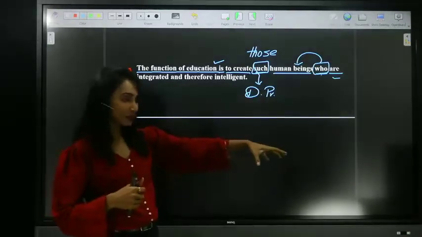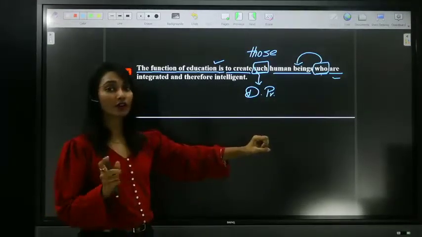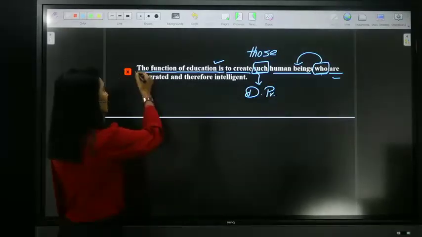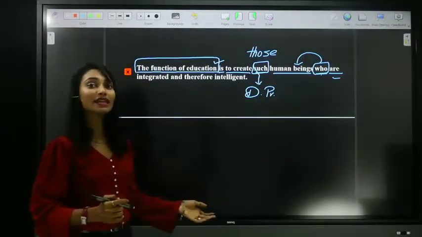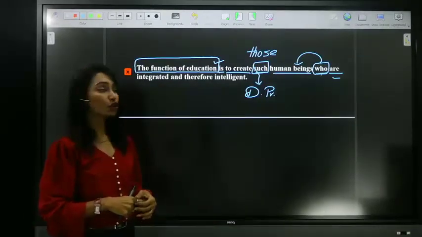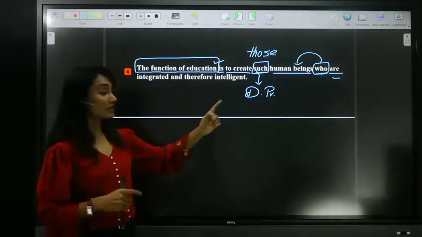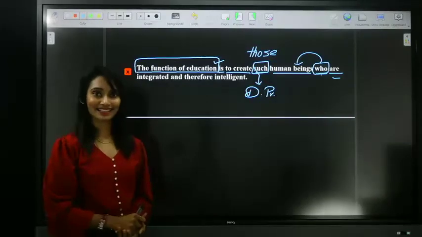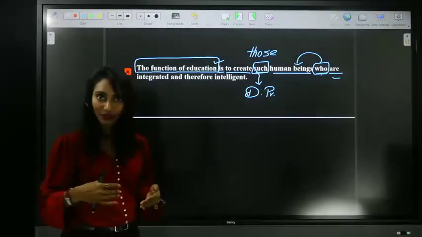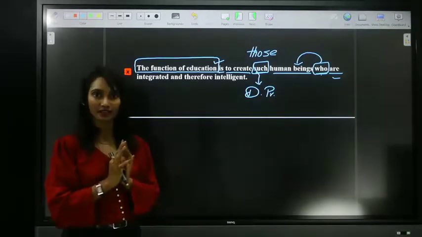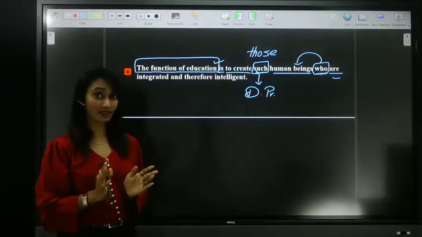Such refers to something particular, which is already there. We are not particularizing; we are generally stating the function of education. The function of education is to create those human beings who are integrated and therefore intelligent. We can't use these because that would put something close to us. Those refers to everyone here. That is the sense here. I hope it is clear, guys.